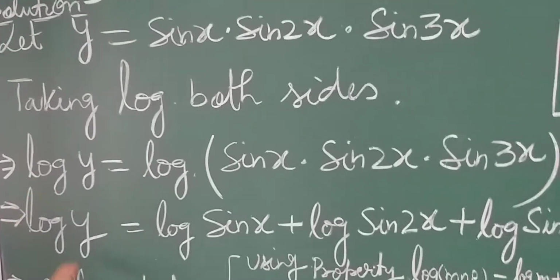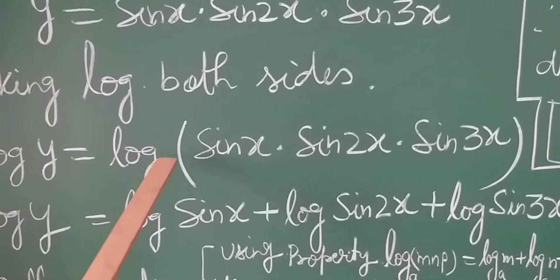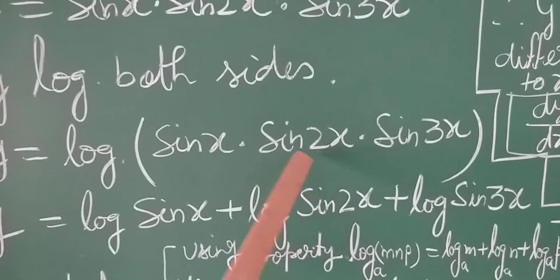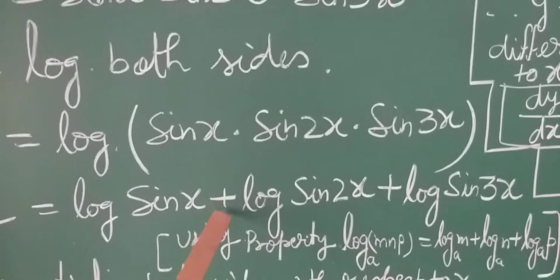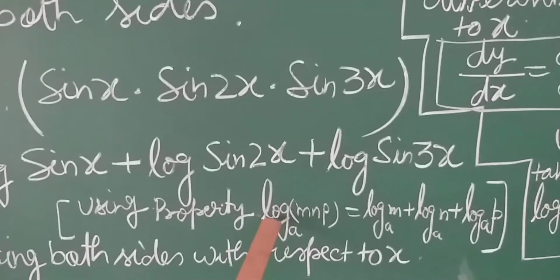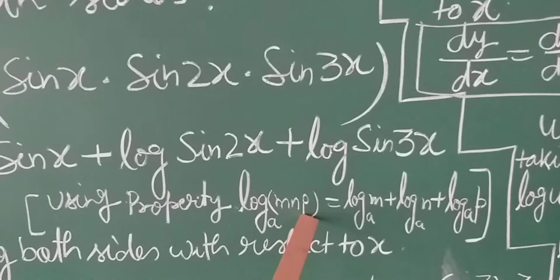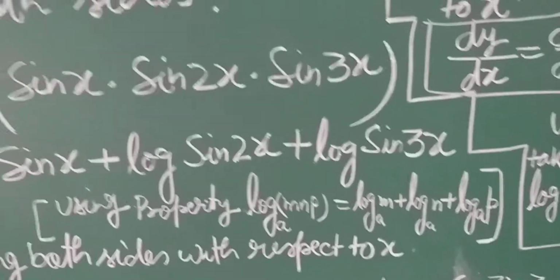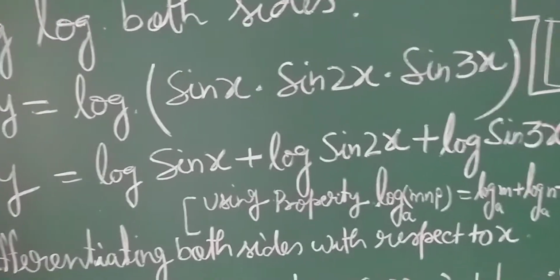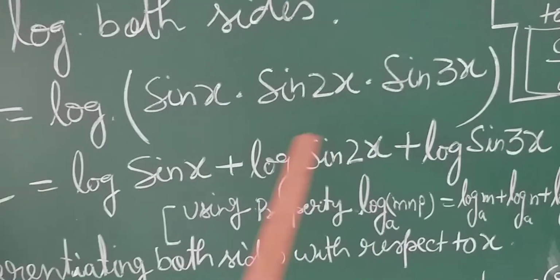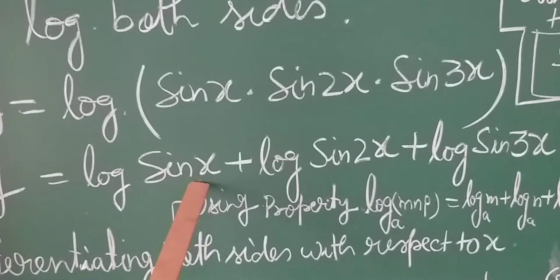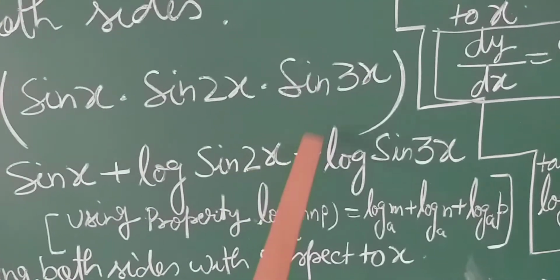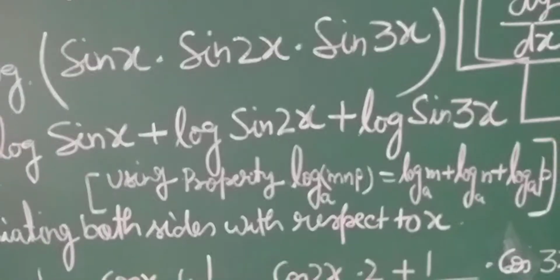So students, log y as it is equals, when we open the bracket, then the multiplication sign will be changed into plus by using this property: log mnp equals log m plus log n plus log p. The same rule we are going to use here. So it will become log sin x plus log sin 2x plus log sin 3x.